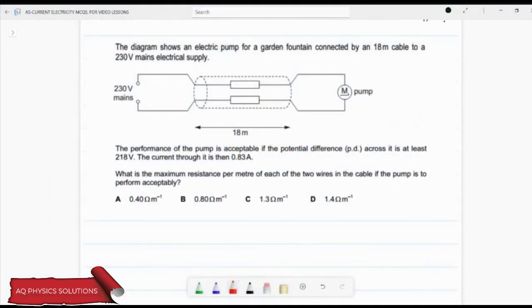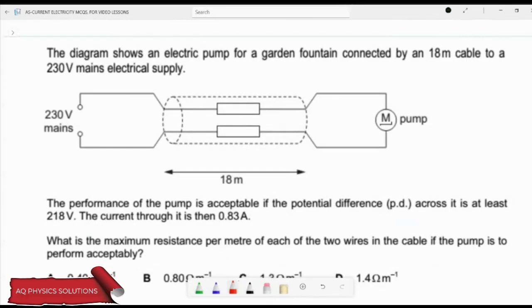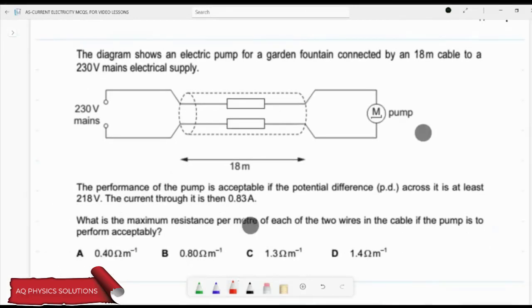Assalamu alaikum students. In this video, I'm going to explain the concept of power generated by the generator, power delivered to the appliances, and power consumption across the resistance of the wires due to their material resistance.